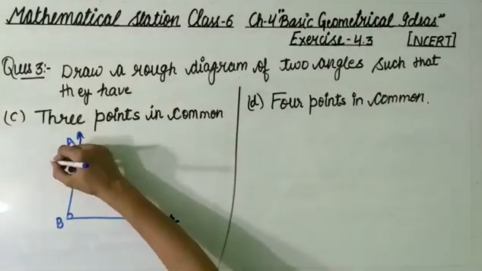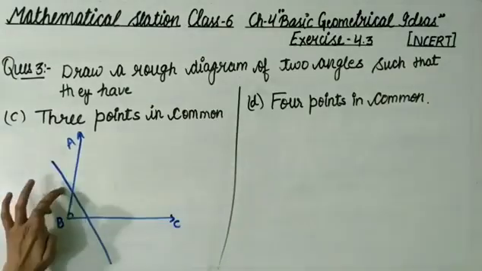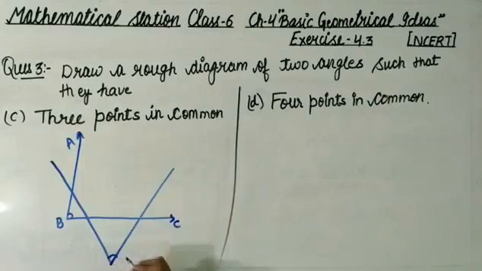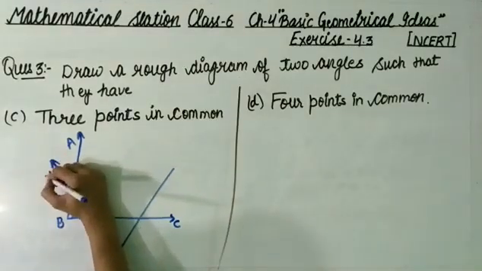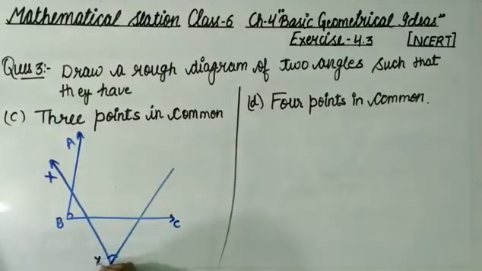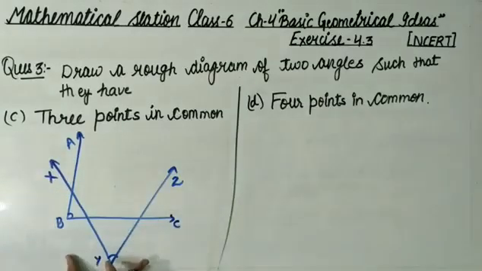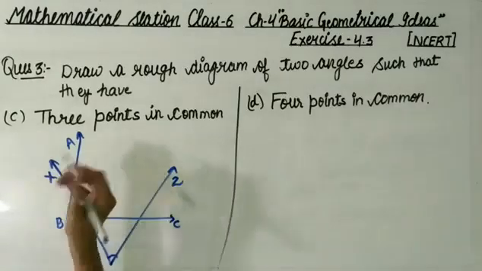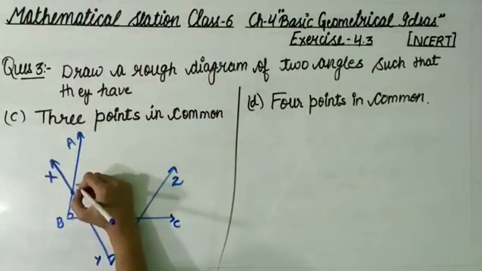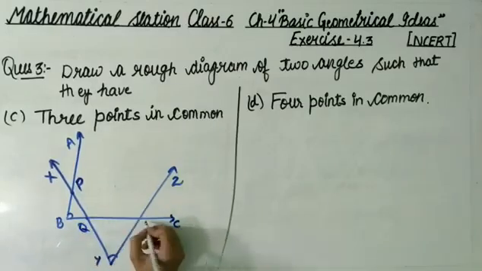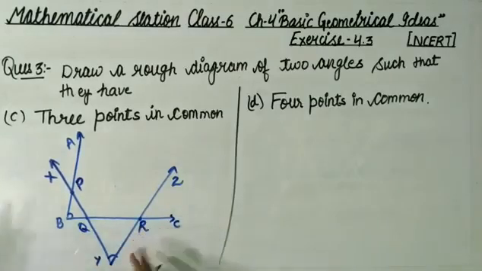Now we have two angles. This is one side and another side this. Now we have two angles, the name is XYZ. Okay student. Now common points are P, Q and here R. These are our three common points.